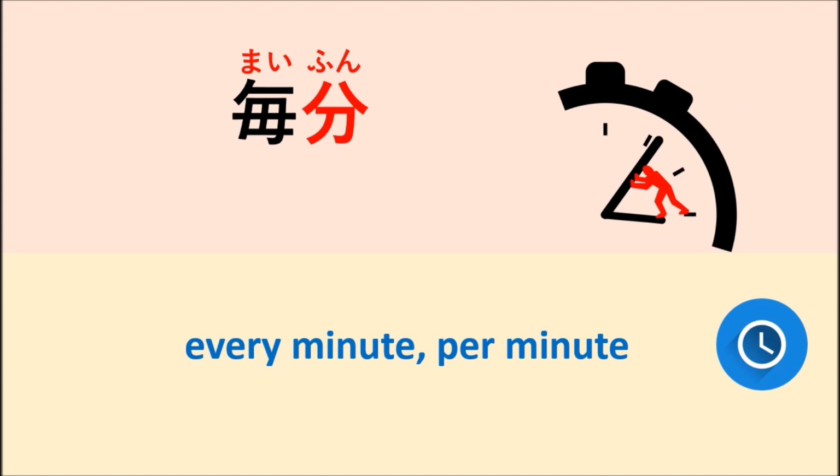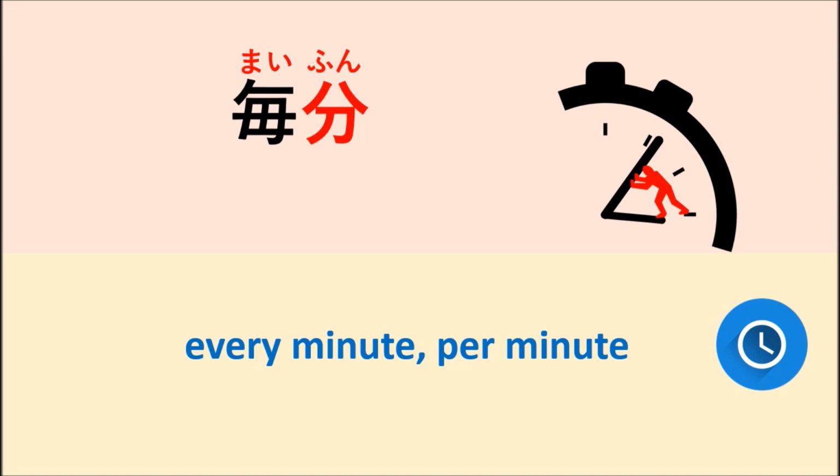So when you use the kanji of every with the kanji of minute, you can say every minute or per minute. Here we have 毎分, every minute. 毎分, every minute or per minute. For example, every minute in your life is important. 人生の毎分は大事です。Which means every minute in your life is important. So you should use that time to do something that is useful for you and the society that you live in.